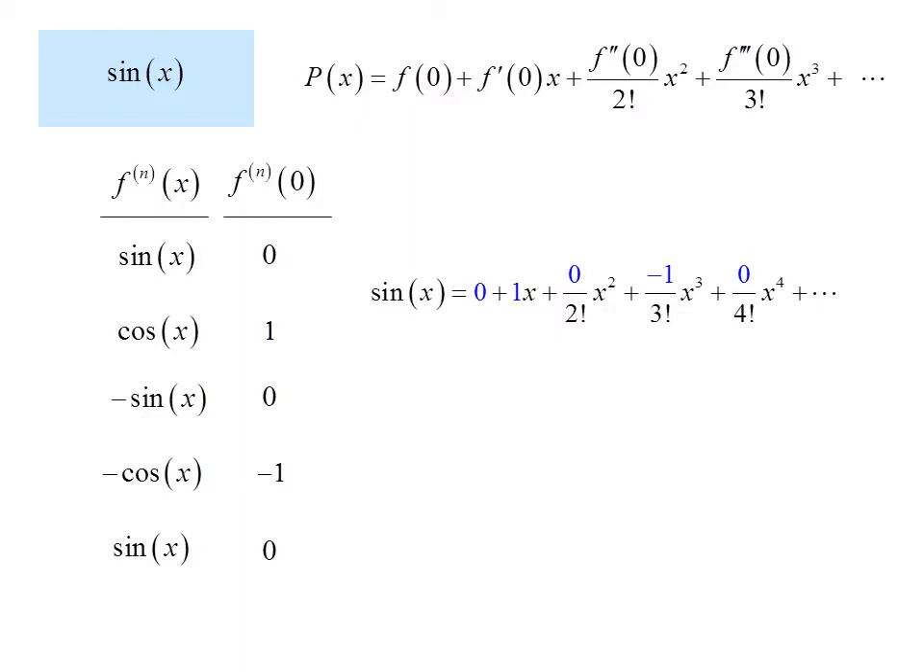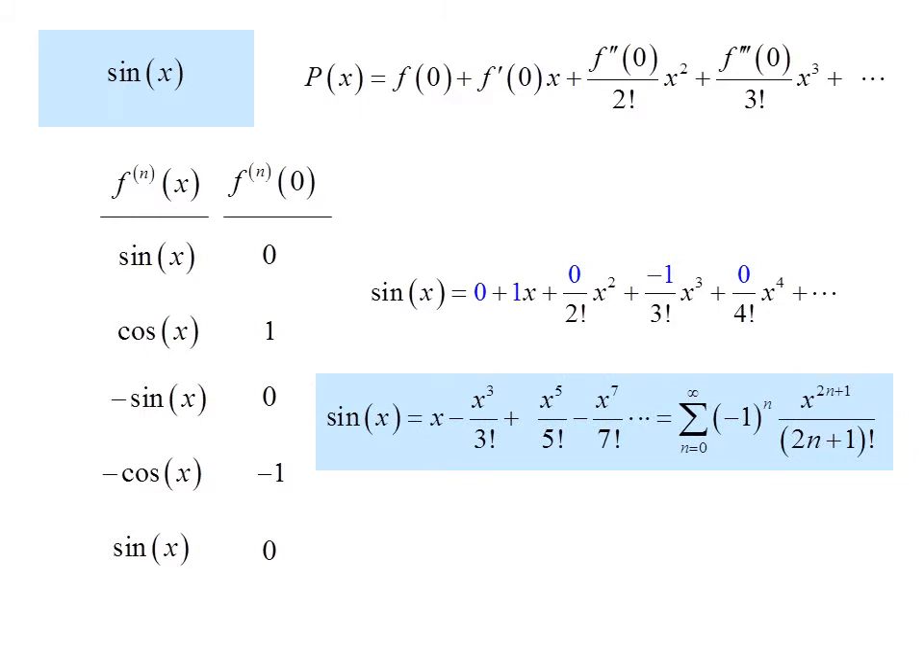Our series becomes sin x equals 0 plus 1x plus 0 over 2 factorial x squared plus negative 1 over 3 factorial x cubed plus 0 over 4 factorial x to the fourth, etc. Once again, every other term cancels out, and we get sin x equals x minus x cubed over 3 factorial plus x to the fifth over 5 factorial minus x to the seventh over 7 factorial equals the summation from n equals 0 to infinity of negative 1 to the n times x to the 2n plus 1 over 2n plus 1 factorial.